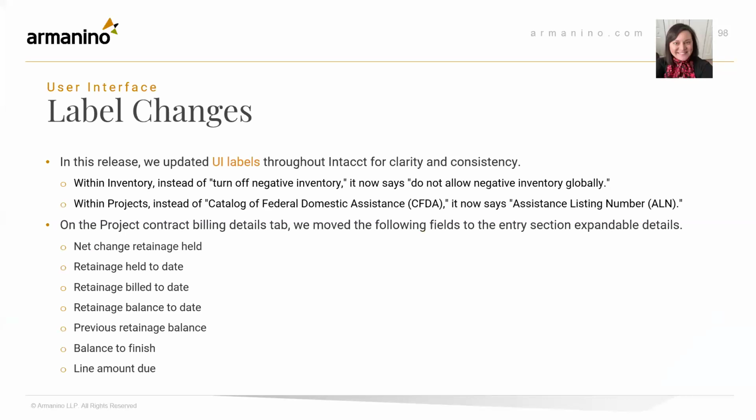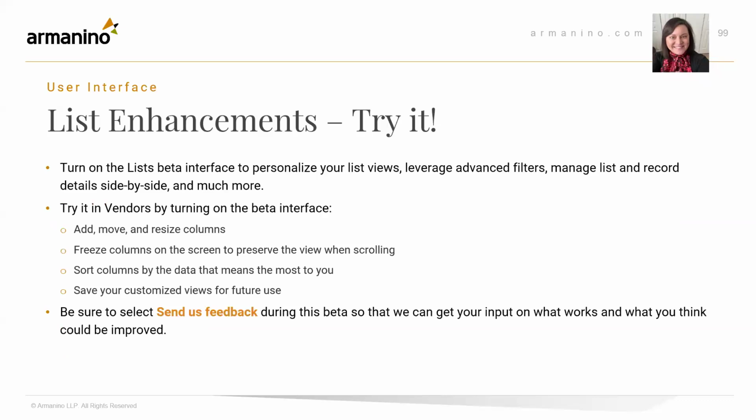User interface. You can read through the list, but there's a number of different label changes just to make things more clear, more consistent within inventory, within projects. Just changing some of the language to make it more globally reflective. For example, the catalog of federal domestic assistance is now going to say assistance listing number. There's some other things that have been moved to the contract billing details tab, just to make things a little bit more clear for the user and help enhance user interface.